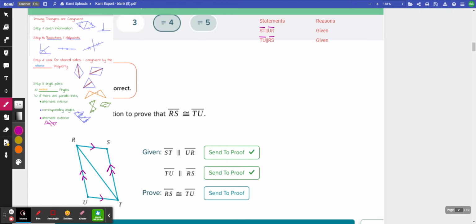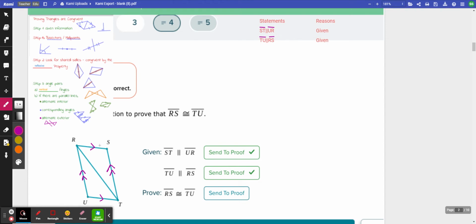So obviously you start with your given information. We have two pairs of parallel lines. We don't have any bisectors or midpoints. We do have a shared side, so that's going to be useful. Segment RT is going to be congruent to itself by the reflexive property.